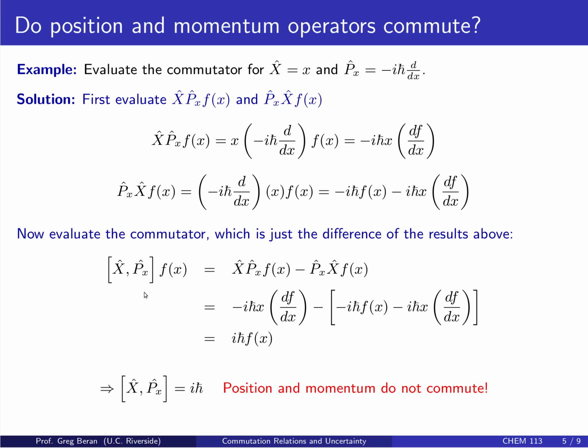Now we can evaluate the commutator, which is just the difference between these two results. So the commutator of x and p acting on f is xp times f minus px times f, and plug in the values, minus i h-bar x df/dx minus the value of the second result, which is here in the square brackets. Again, in this case, the first and third terms cancel, and we're left only with the second term, which amounts to i h-bar f of x. Take away our dummy function now that we're done doing our manipulations, and we find that the position and momentum commutator is equal to i h-bar. So this commutator takes a function and multiplies it by i h-bar.